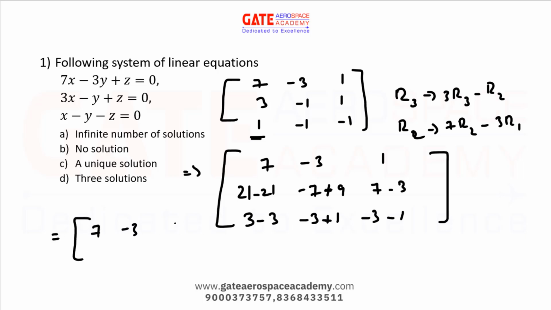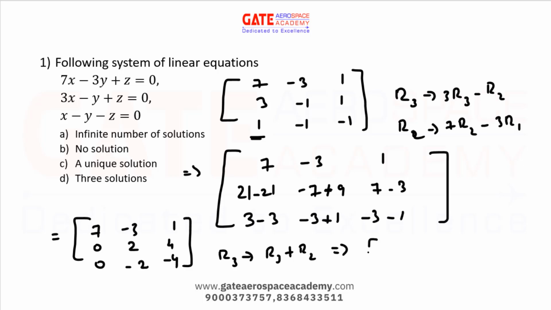7 minus 3, 1, 0. Here it is 0. So 9 minus 7 is 2. And we have minus 2 here. So this is minus 4. So this is 4. Okay. So now here clearly you can see that R3 turns to R3 plus R2.